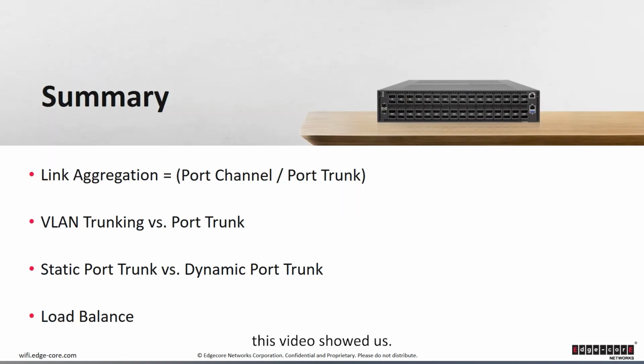Let's summarize what this video showed us. Link aggregation is a generic term that allows you to combine multiple physical ports into a single logical link between two switches. It can also be called port channel or port trunk. VLAN trunking allows traffic from multiple VLAN groups to pass through a specified interface. This is completely different from a port trunk. There are two types of port trunk: static trunk, which needs manual setting, and dynamic trunk, which uses LACP to automatically establish a trunk. Depending on the network environment, we can configure different load balance mechanisms.